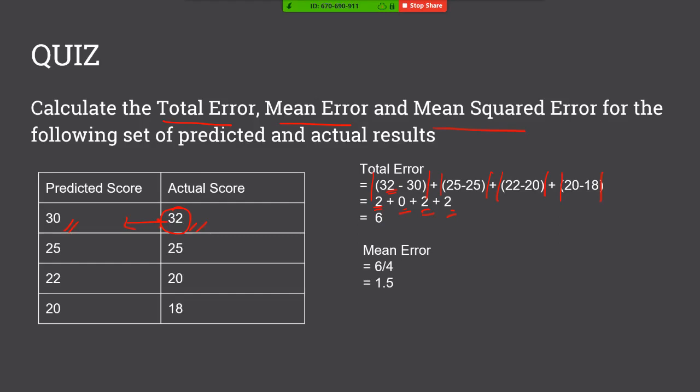The mean error in this case will be the total error divided by the number of observations that we have. So we have 4 observations over here. So 6 by 4 should give us 1.5. Is that correct? Someone has given the answer as 0.5. So 6 by 4 will give us 3 by 2.